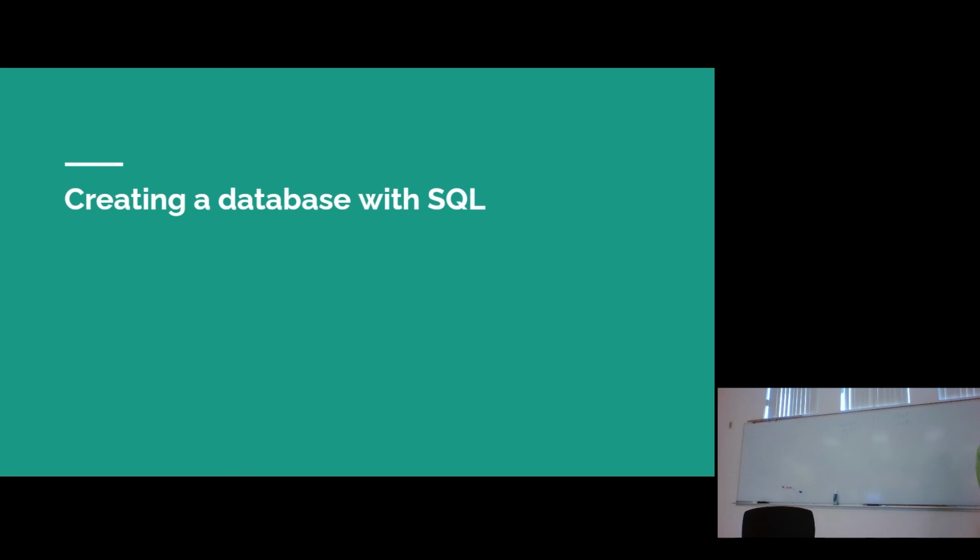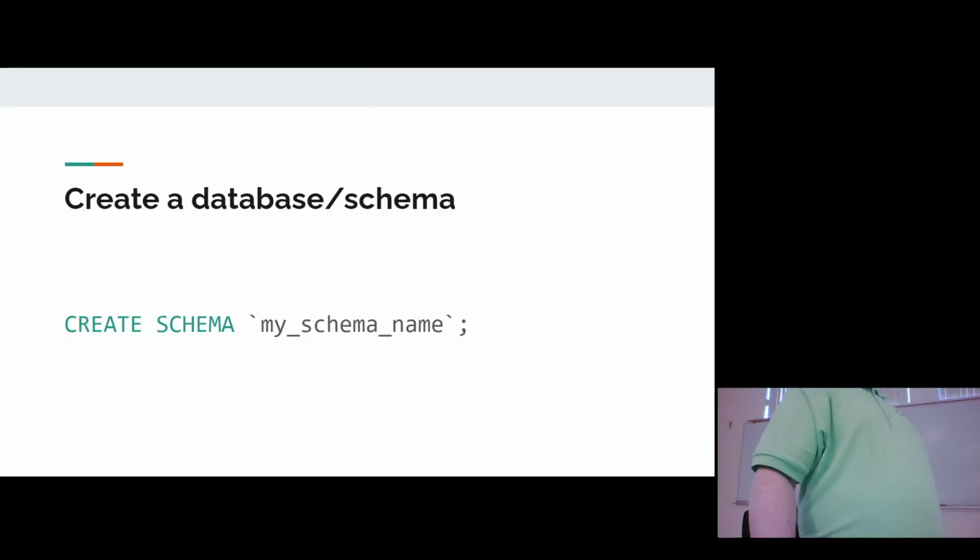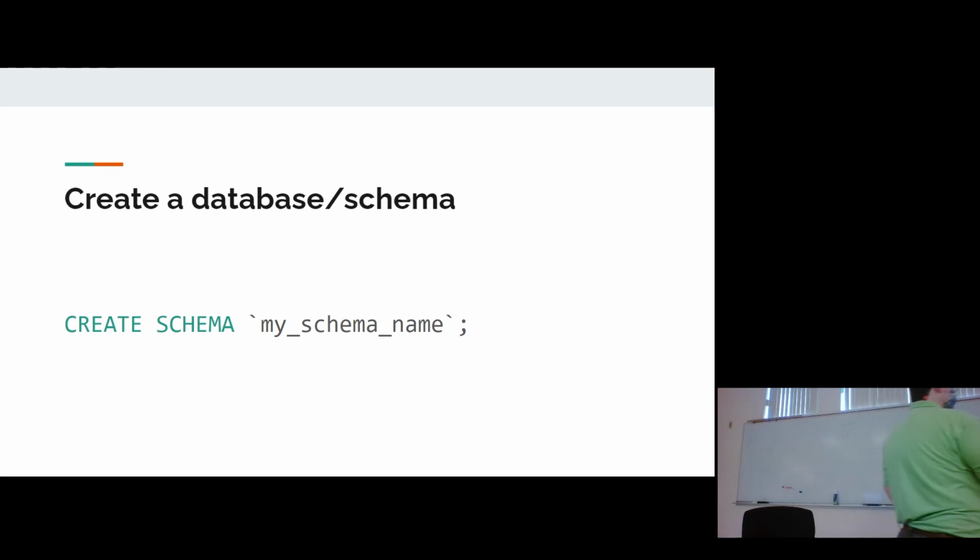Okay, so there's a few commands that you need to know. I'm going to talk about three first, and then we're going to try them in Workbench. So the first command you need to know is create schema, and then you put the name of the schema. This will create a database with nothing in it. It won't have any tables. It'll create a brand new schema.